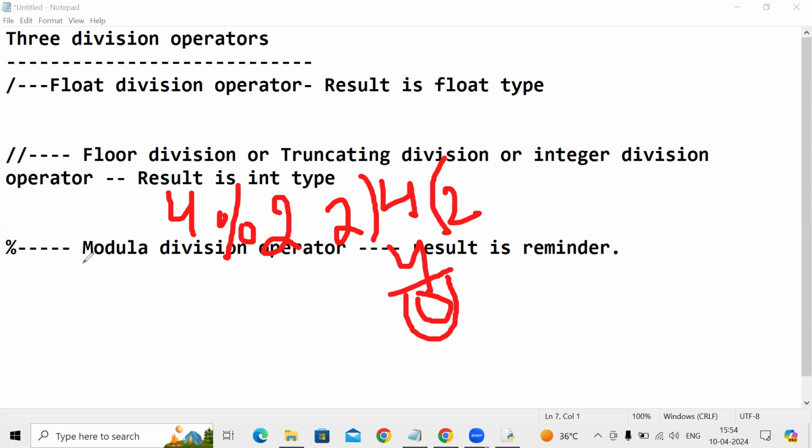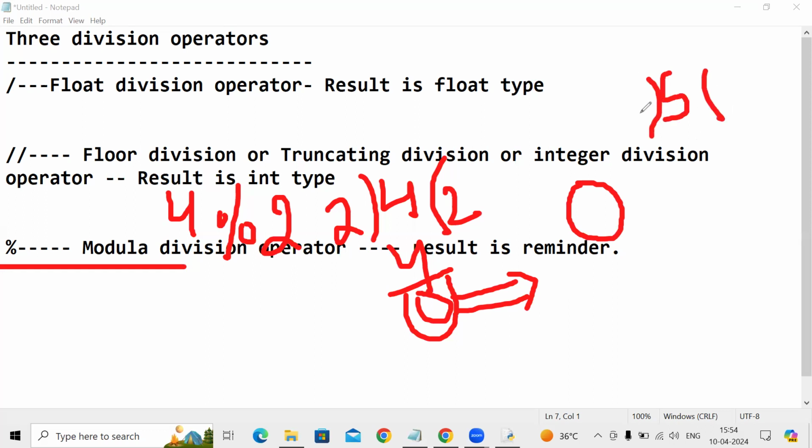In modular division, it takes the remainder as the result. Whatever remainder we get by dividing, it takes that as the result. In this case, the result is 0. Suppose you take 5 divided by 2, at the end of the division, whatever value we got is taken as the modular division result. It takes the remainder as the result, guys.